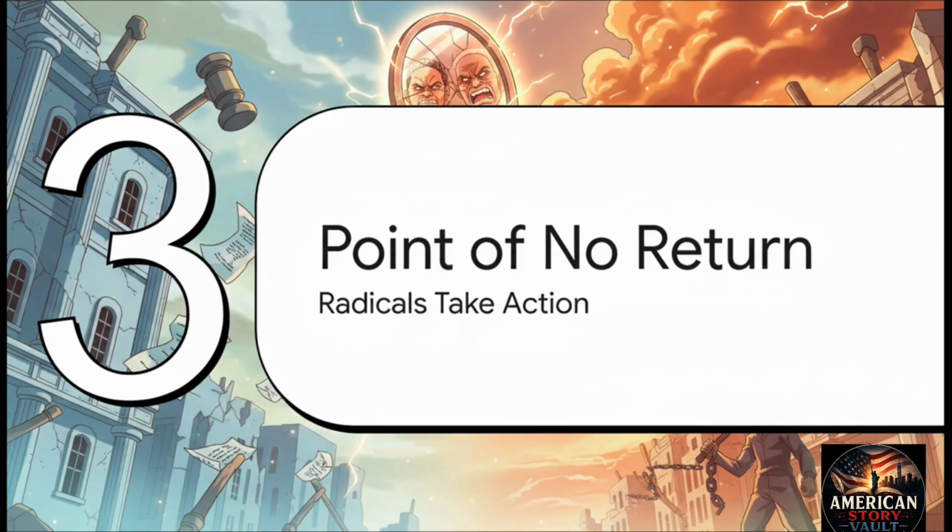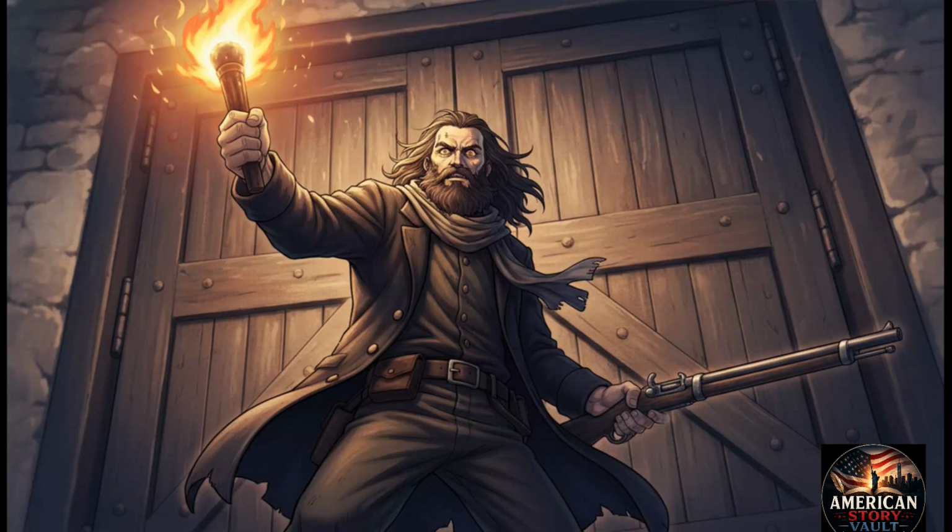Section 3. The Point of No Return. Then we get to John Brown. He was a radical abolitionist who believed that words simply weren't cutting it anymore. So he attempted to spark a massive slave uprising by raiding a federal armory at Harper's Ferry. Now, the raid failed, and Brown was executed.